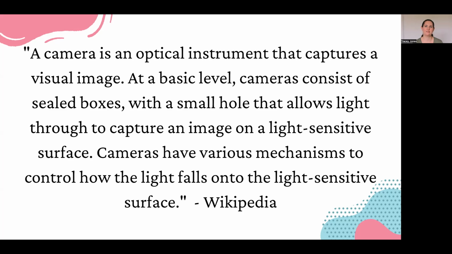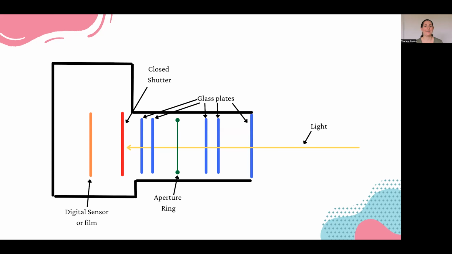So here we have a basic diagram of a camera. What we have is basically the camera body over here. Then this orange line here is the digital sensor, or in old school it is the film that you would have actually put inside the camera. So this is the light sensitive surface on which the image is recorded. Then we have a shutter here. In this diagram, the shutter is closed. If I just jump ahead to the next one, the shutter is open.